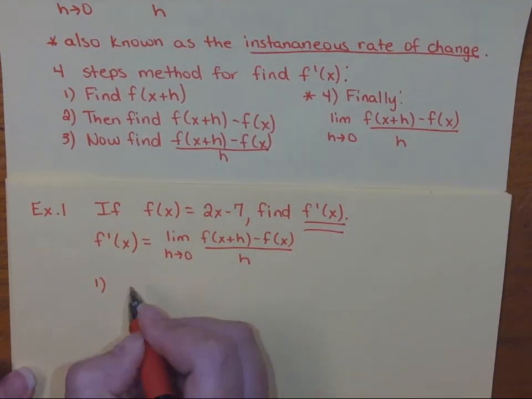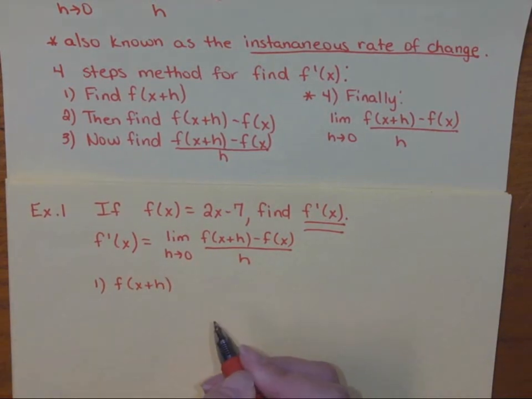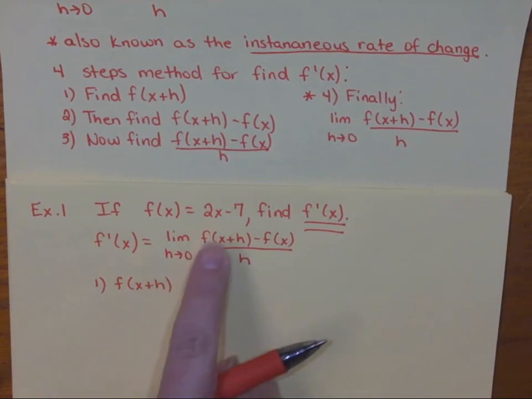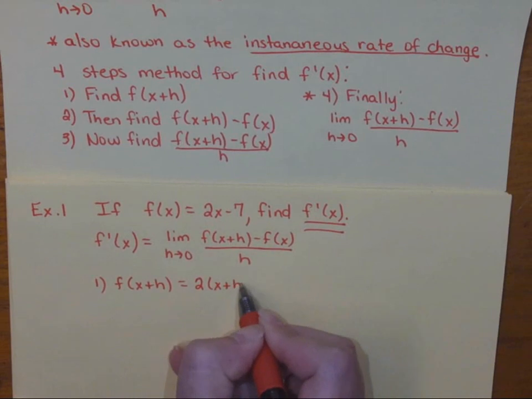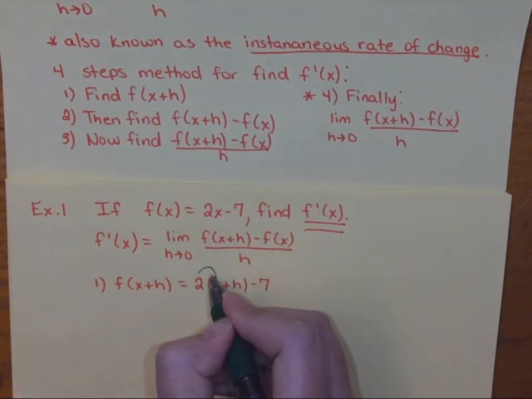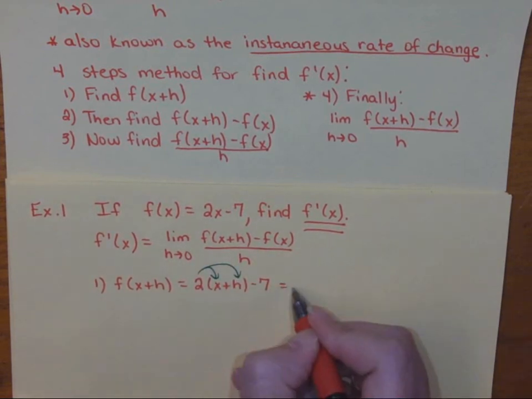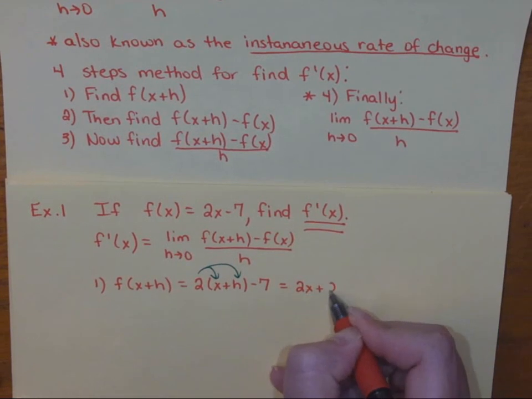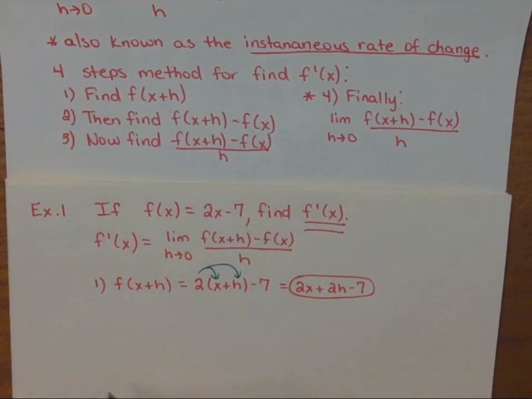All right, so the four-step method just takes an ugly equation and breaks it up into manageable pieces. The first thing we're going to do is find f of x plus h. Well, f of anything means go up to f and replace x with that parentheses. So notice we have the 2 being multiplied by both things. If we multiply and use the distributive property, we'll get 2x plus 2h minus 7. There are no like terms there, so that's as far as I can go with step 1.